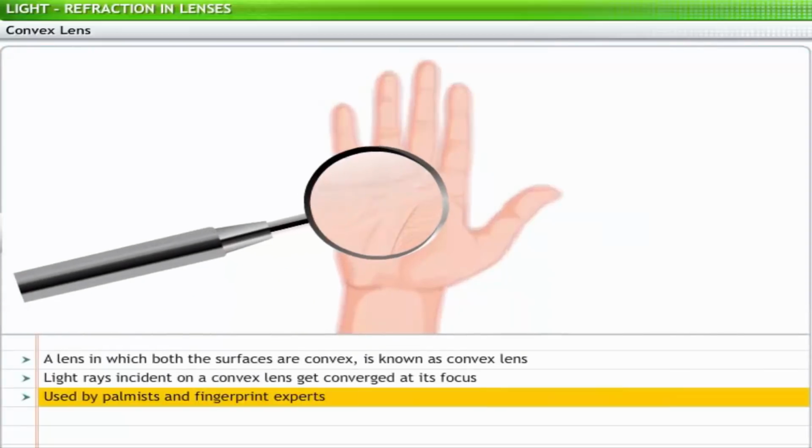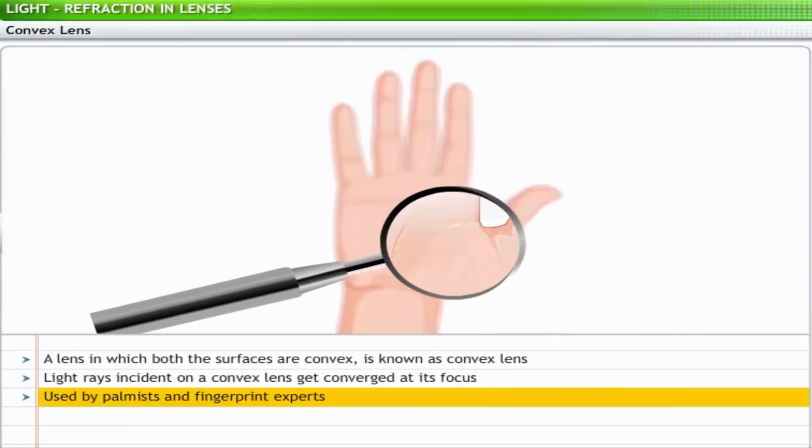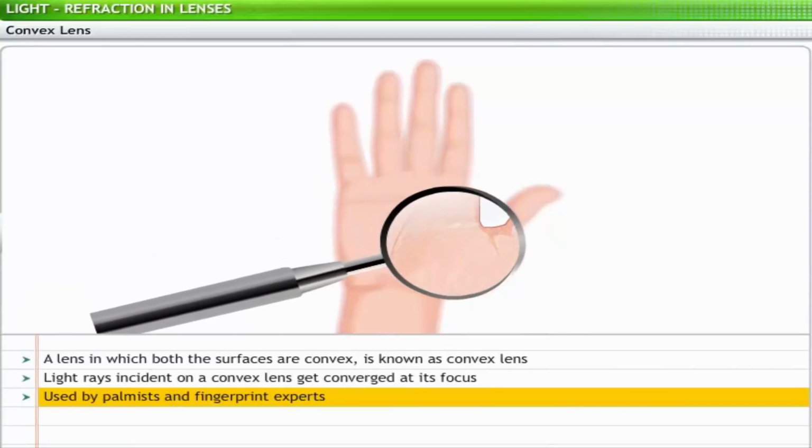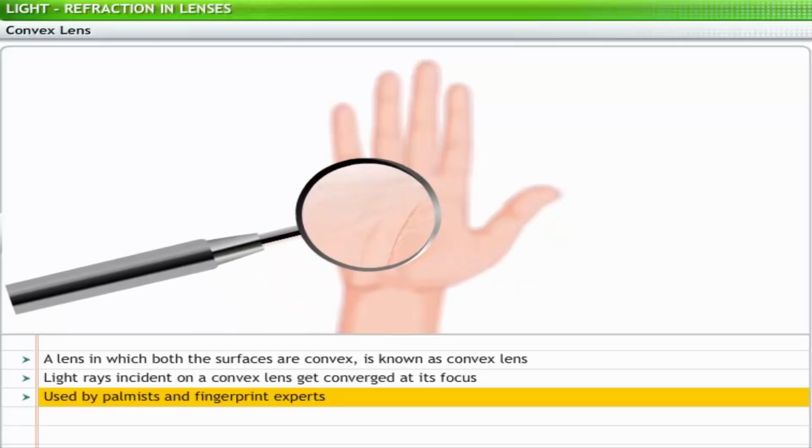Convex lenses are used as magnifying glasses by palmists to study palms. They are also used by fingerprint experts for magnifying and studying fingerprints.